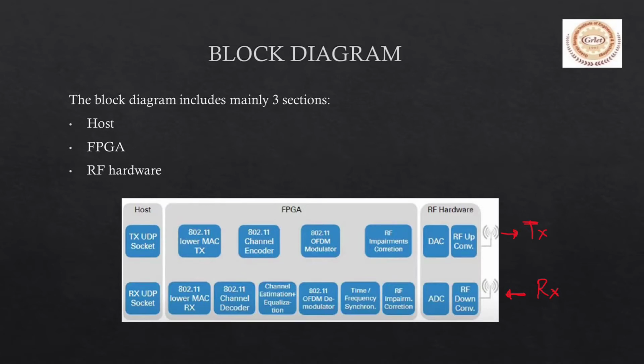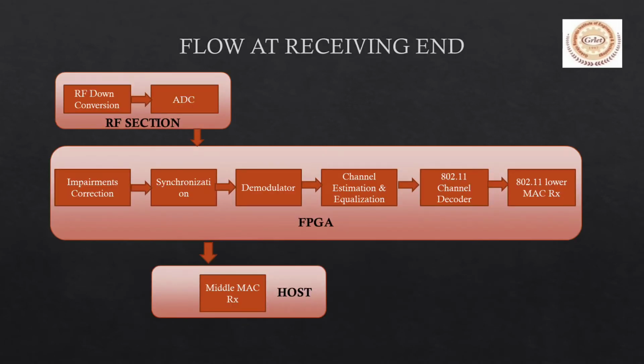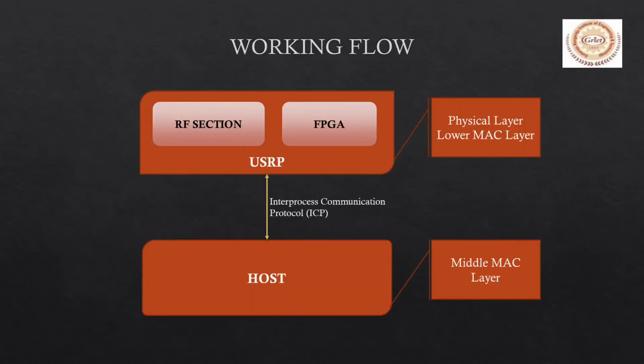Upon receiving, the packets are first synchronized with the time and frequency and later passed through the OFDM demodulator and channel decoder. Channel estimation and synchronization are also done in between to reduce the errors. It is a clear view of reception as I have explained in the previous slide. We use IPC, the Inter-Process Communication Protocol, for the communication between the PHY and MAC layers.